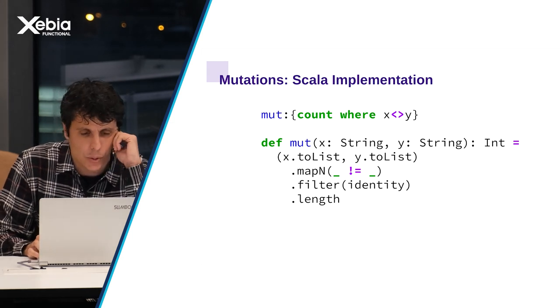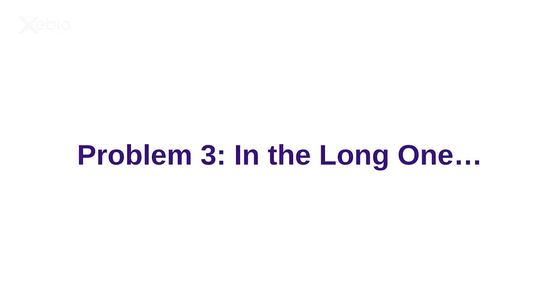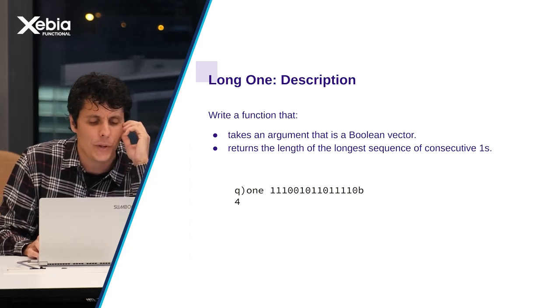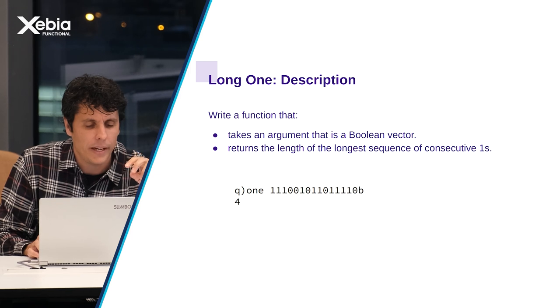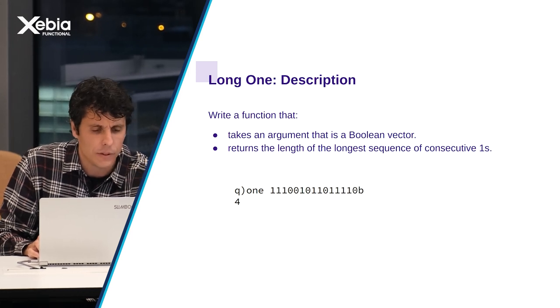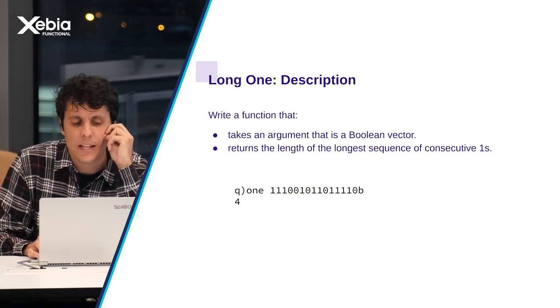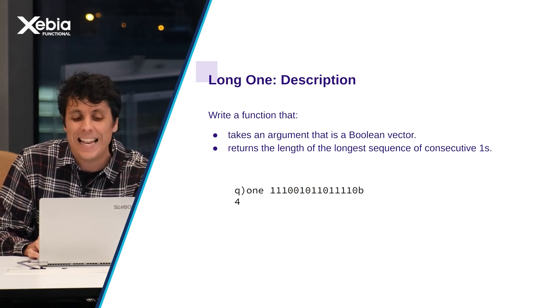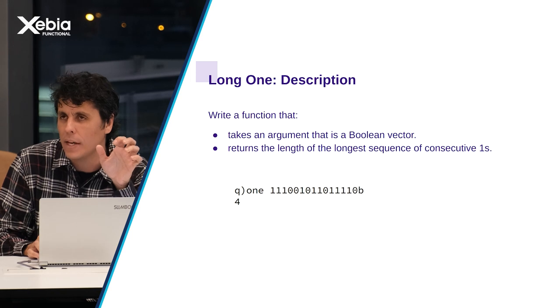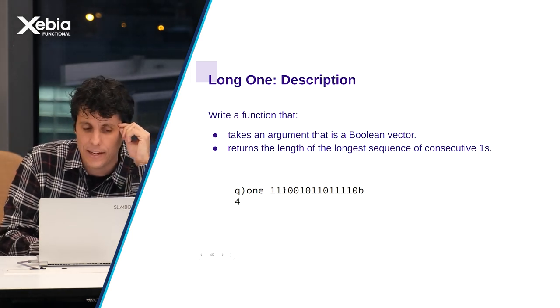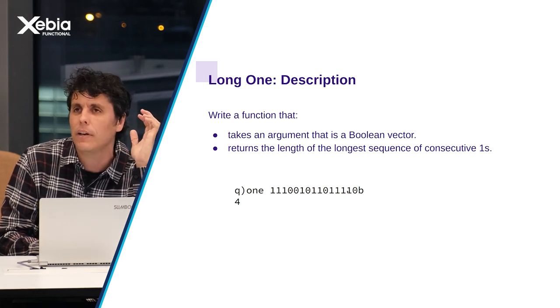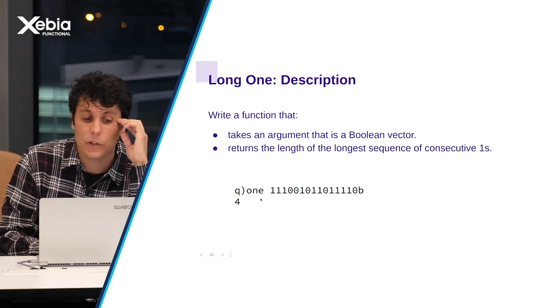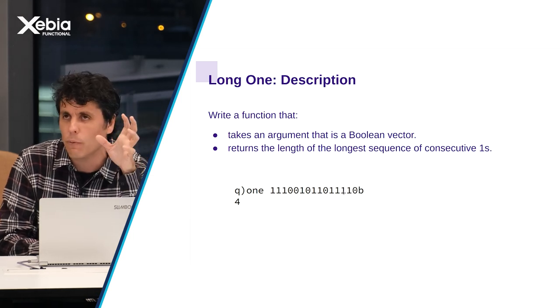Okay, so third problem, the longest one. Okay, this is going to be more difficult to solve. It's very easy, but the conceptual solution is going to be a little bit weird. So the description is we have to write a function that takes a list, which is a Boolean vector, and then it returns the length of the longest sequence of consecutive ones. So here in this case, we see that there are three ones, then one, two, and finally we have four consecutive ones. Okay, so the result is four.